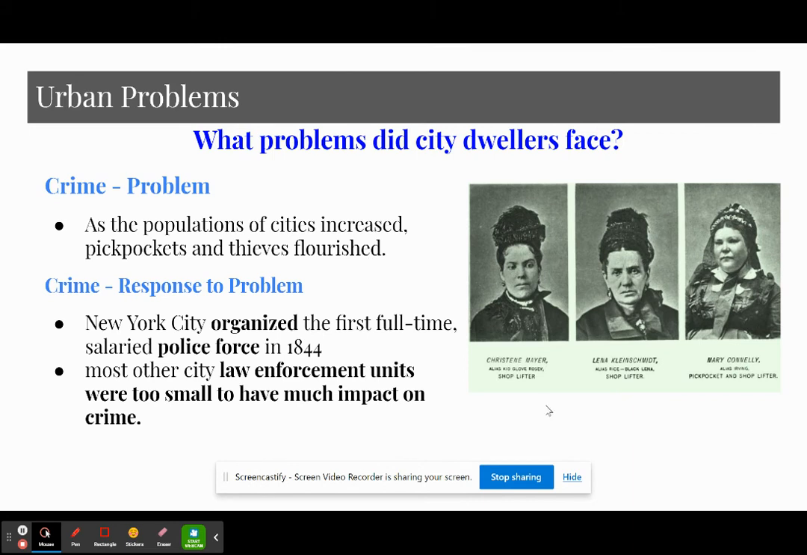Crime was also a problem, crowded cities and sticky fingers. So things like shoplifting or pickpocketing. So petty thievery. So not huge bank heists or anything like that, but just people stealing things. So in response to this, New York City organized their first police force in 1844, which helped with some of these petty crimes. But in most other cities, law enforcement units were too small to have much impact. And petty crimes are things that are easy to get away with. They're not high priority. So it helped, but it didn't help in a big way.